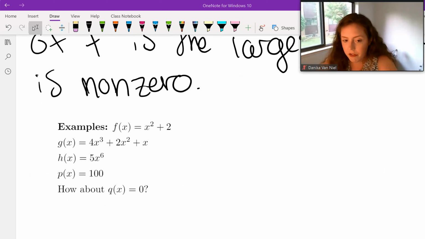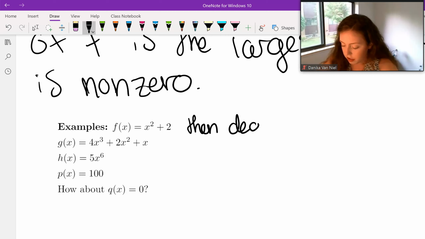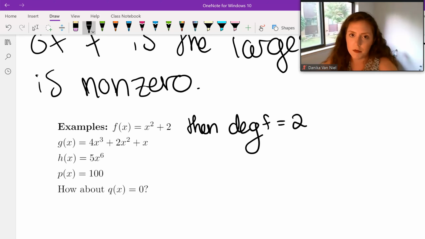So for f of x, we have x squared plus 2. So the biggest coefficient that's non-zero is going to be a2. Okay, so here's how we write it. We write deg, and then the name of the polynomial equals 2.